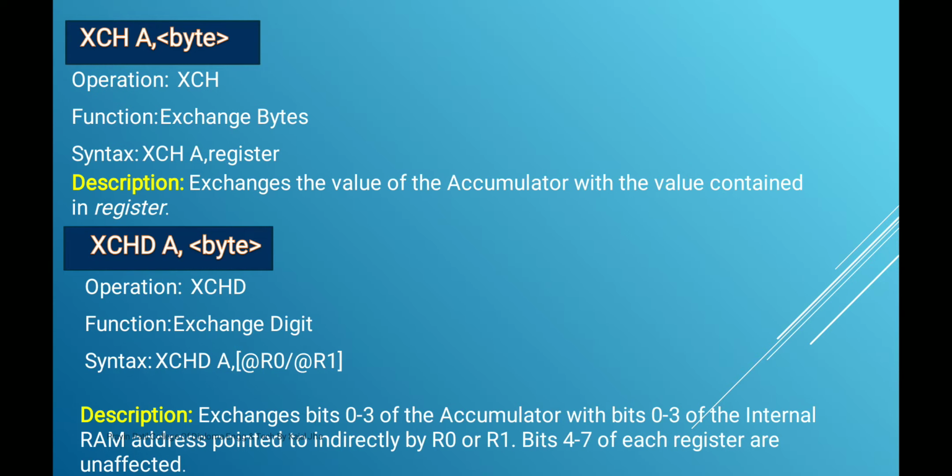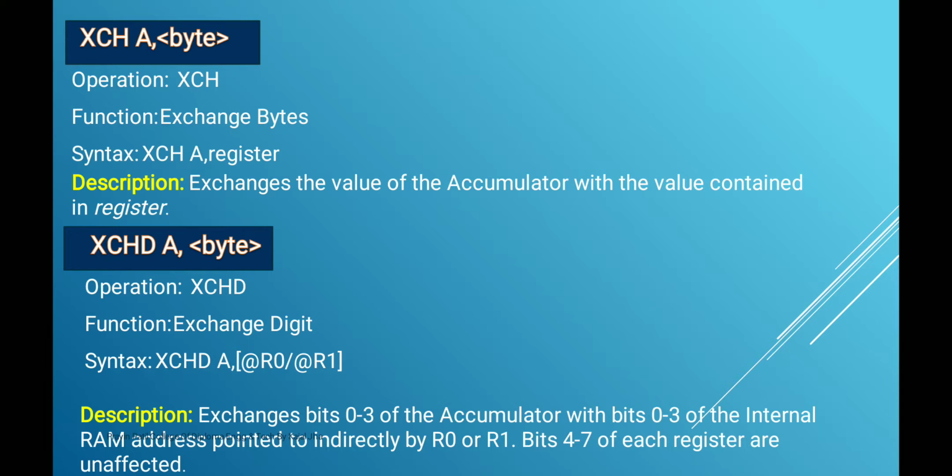Okay, after that XCH A, byte. Operation is XCH, means exchange bytes. Syntax is XCH A, register. Exchange the value of the accumulator with the value contained in the register. XCH is used normally to exchange values. This instruction exchanges the content of the accumulator with the byte contained in the register. Register may be anyone from R0 to R7 or an internal RAM location.